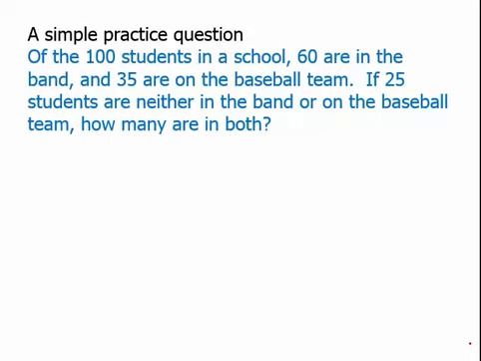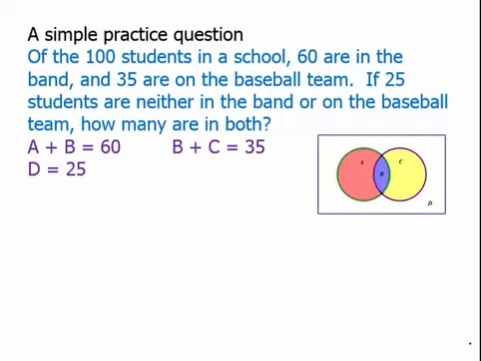Okay, so we'll start out by drawing a Venn diagram, and the green circle on the left is going to represent the band. The purple circle on the right is going to represent the baseball team. We know that 60 are in the band, so that's A plus B equals 60. 35 are on the baseball team. That's B plus C equals 35. Notice that the B's are counted twice. They're counted once for their band membership, once for their baseball membership. 25, that's the region outside. Well, that's interesting.